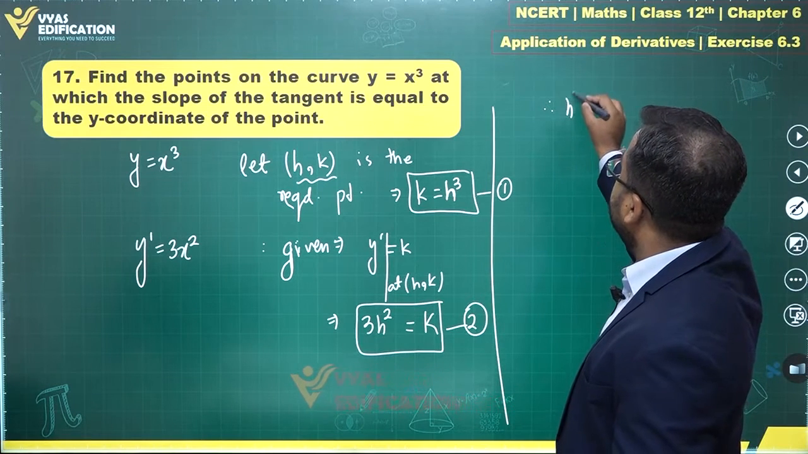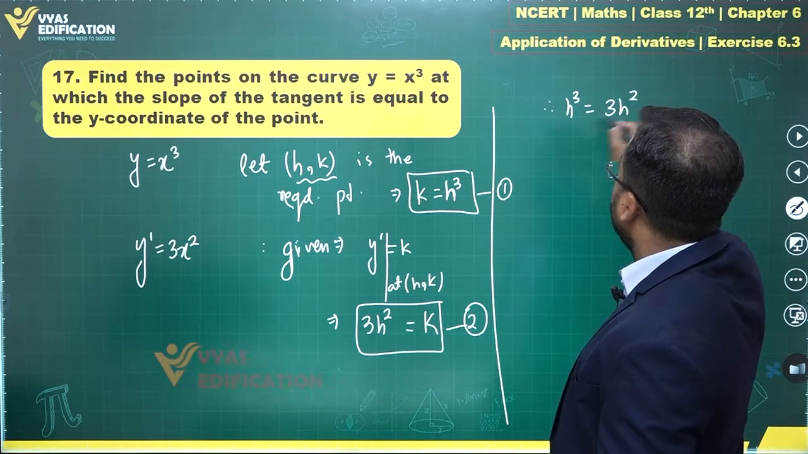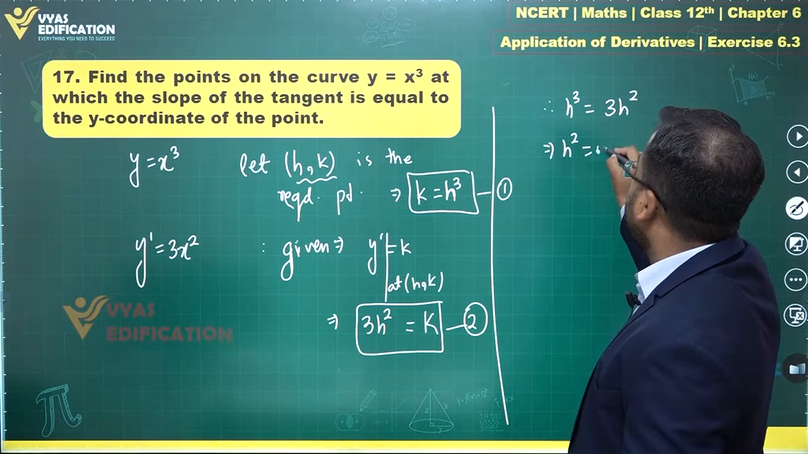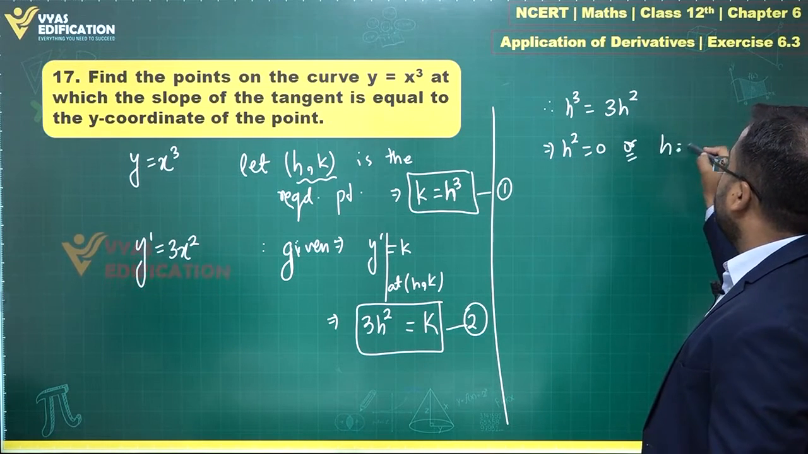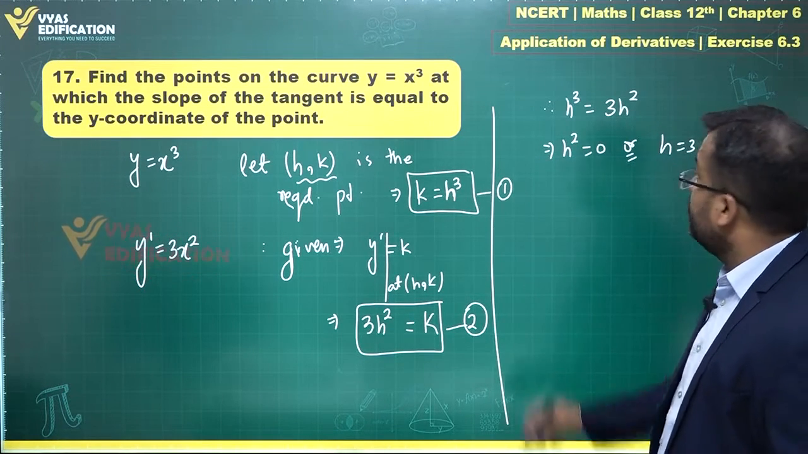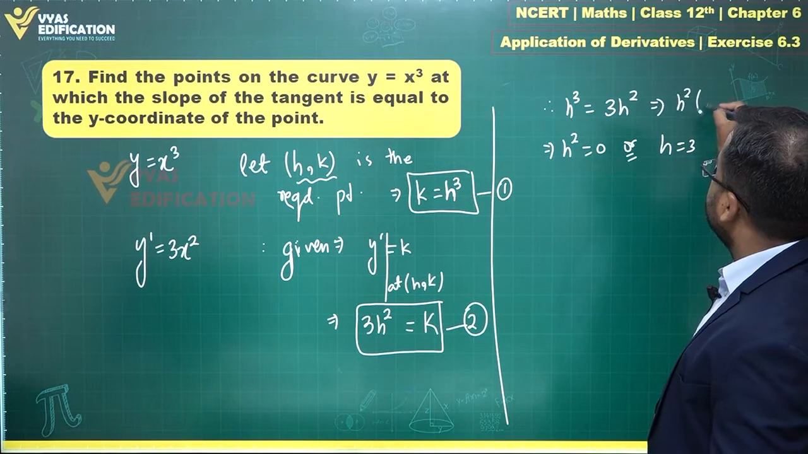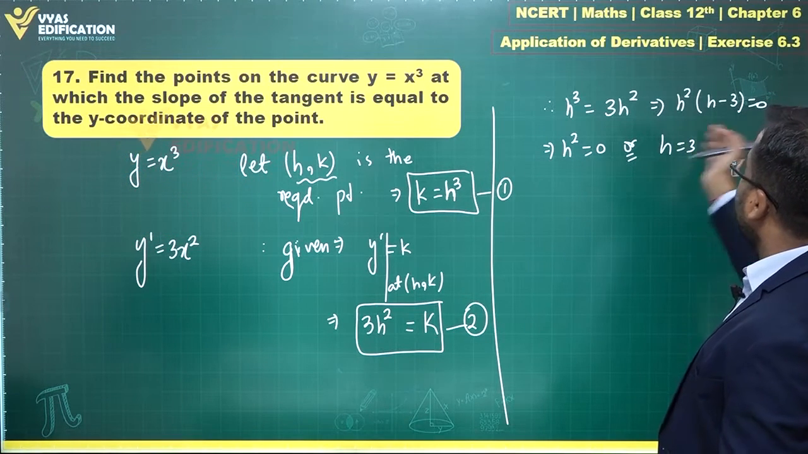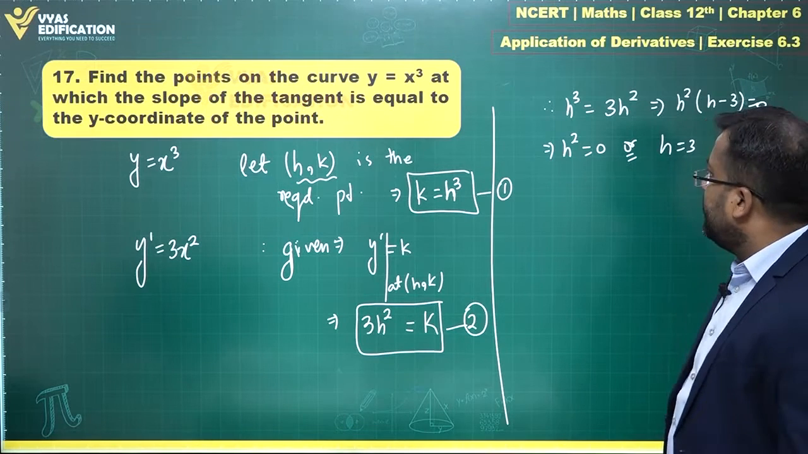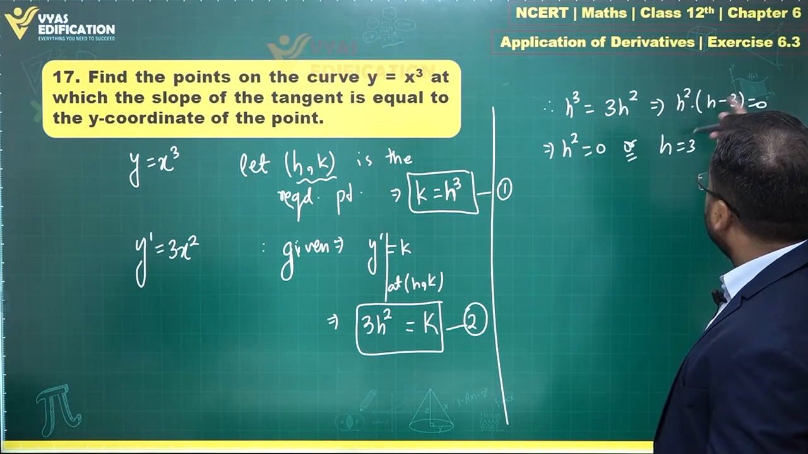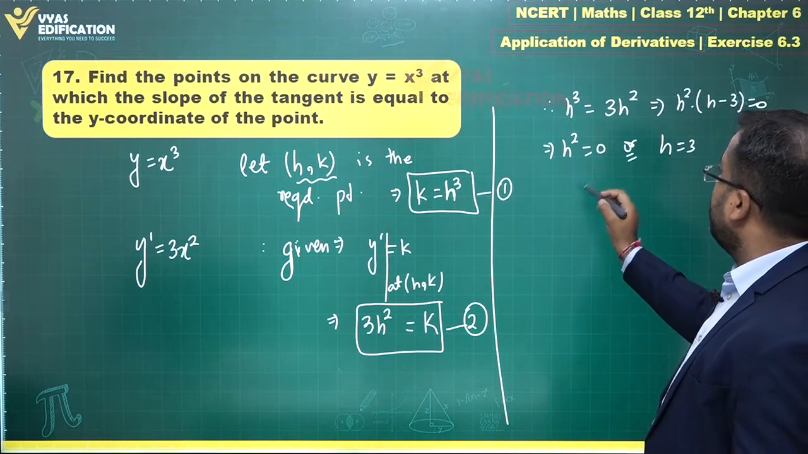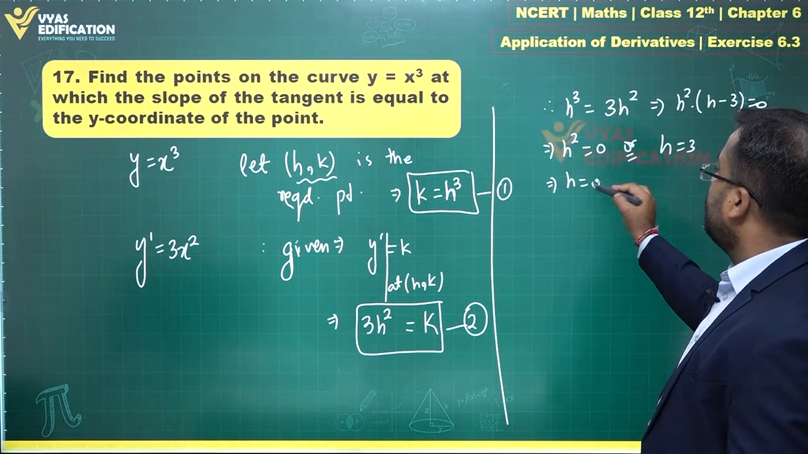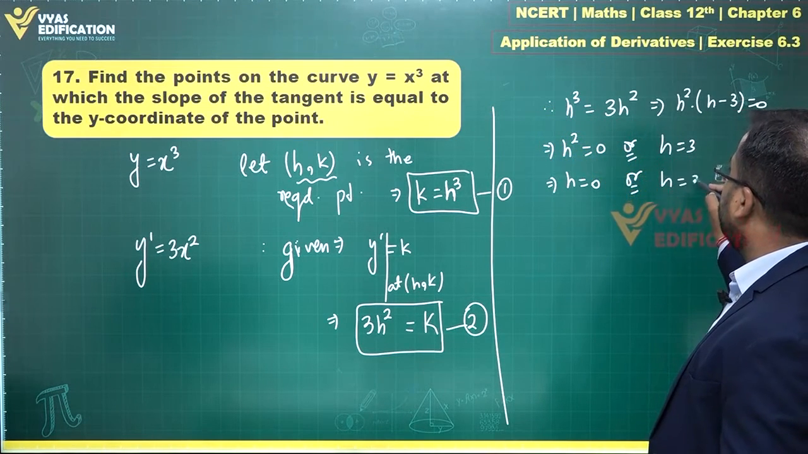Yes. Therefore, h power 3 is equal to 3h square, which tells me h square is equal to 0 or h equals 3, right? This is what I have done is I have simply arranged this h minus 3 is equal to 0. Brought this here and taken h square common. So either h square will be 0 or the other factor h minus 3 will be equal to 0. This tells me h equals 0 or h equals 3.